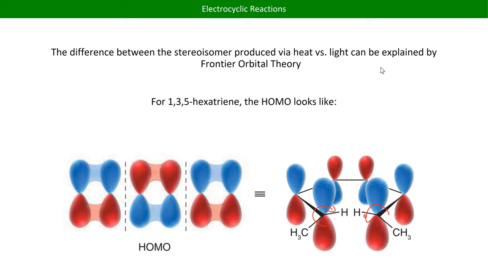So we're starting like this, rotating the orbitals like this, which is going to drag these methyl groups with it. So if this side is rotating like that, your final product has the methyl pointing up. And on this side, we're rotating like that, right? The methyl gets dragged with it. So we wind up with the methyl pointing up. So if it's the HOMO that's reacting in this case, we wind up with the cis product.